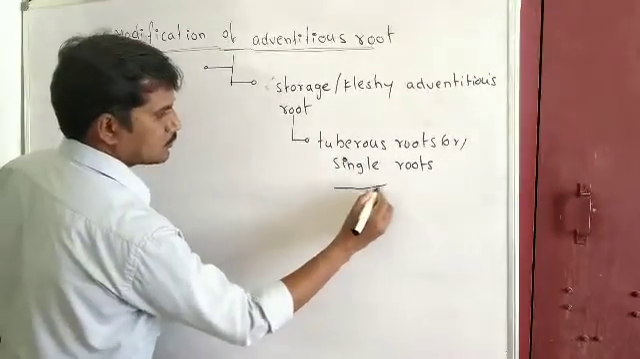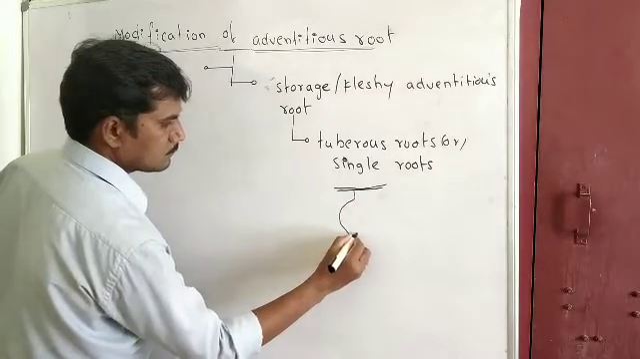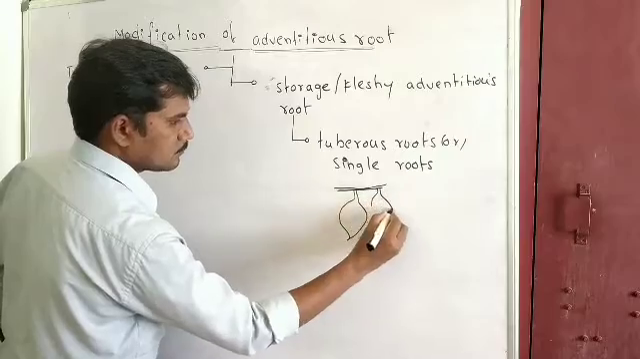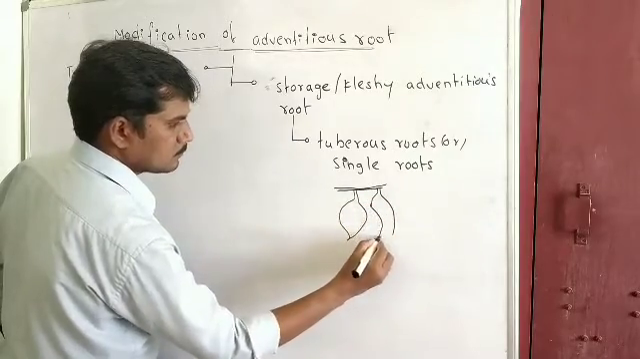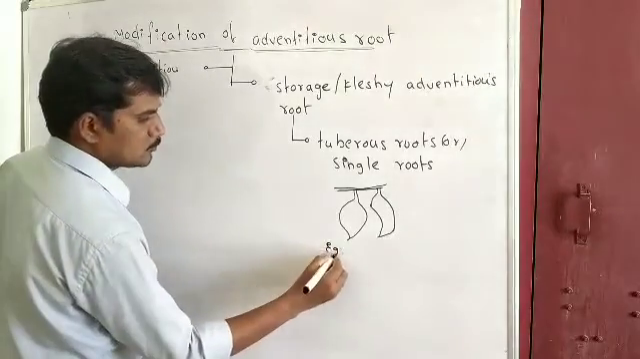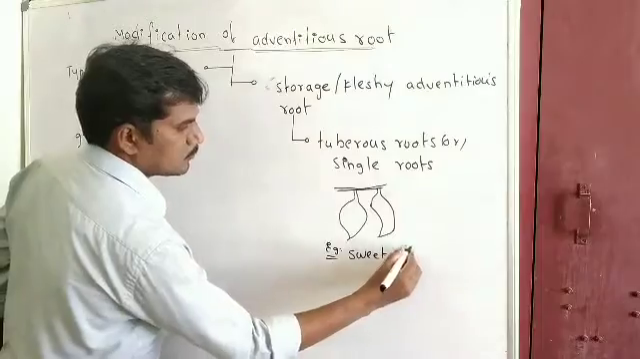Now see the diagram also. So very important. Single roots. Example for the tuberous roots: sweet potato.